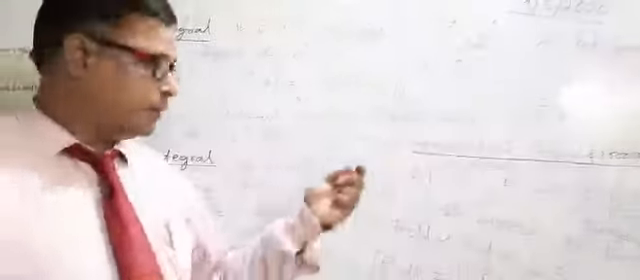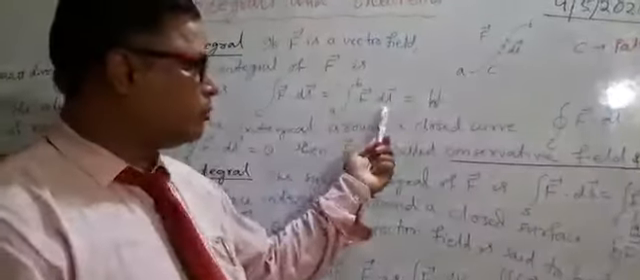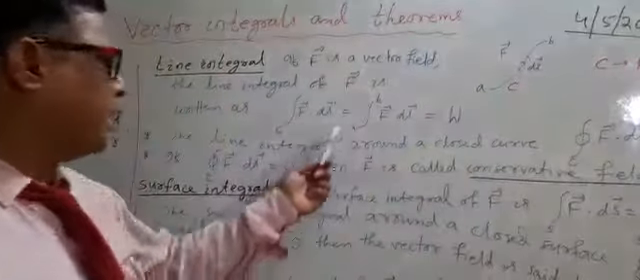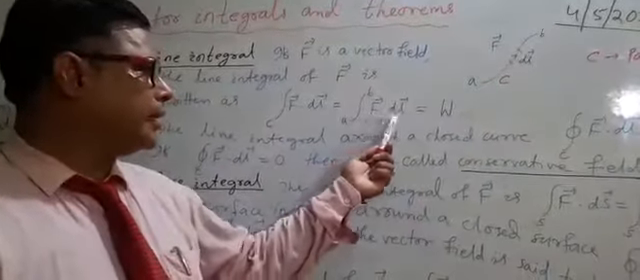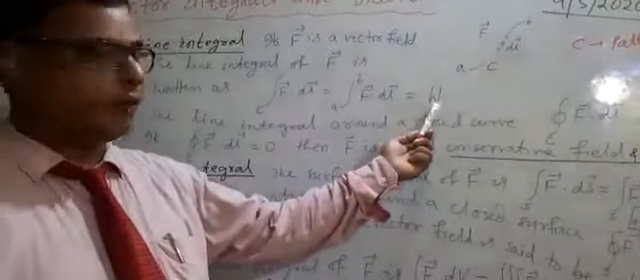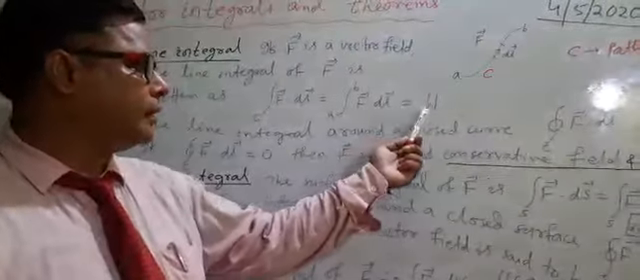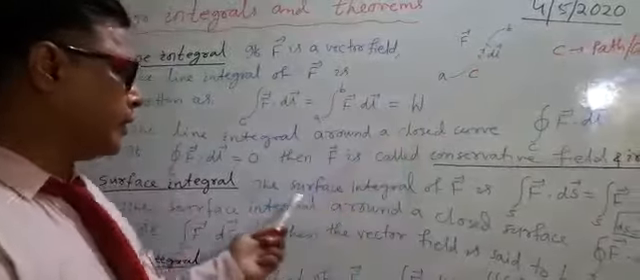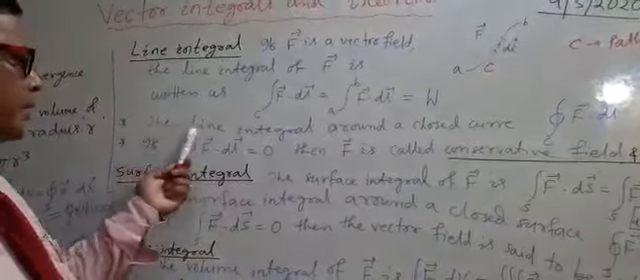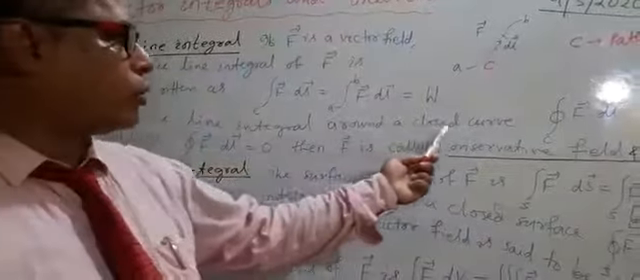Generally, this is the formula of work done, W. And you see the line integral here is a scalar. When you take the line integral, it is a scalar. Okay. Then come to some cases: the line integral around a closed surface.